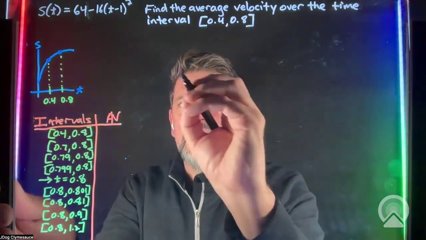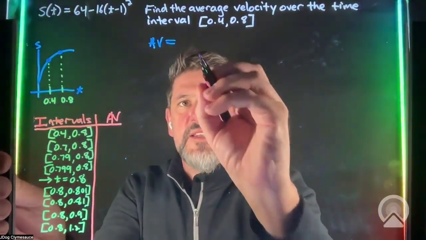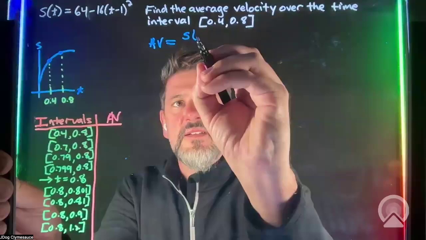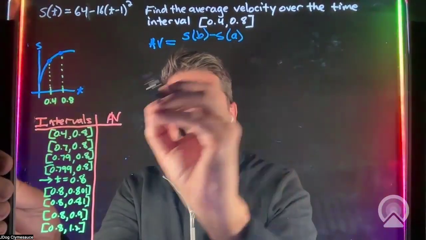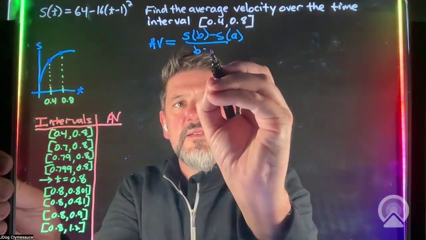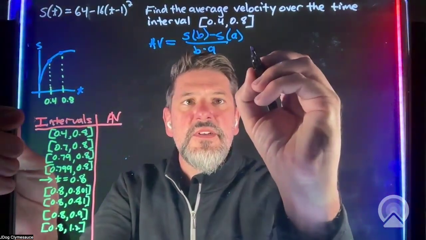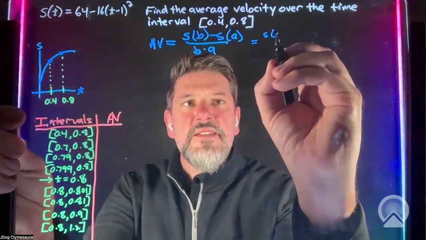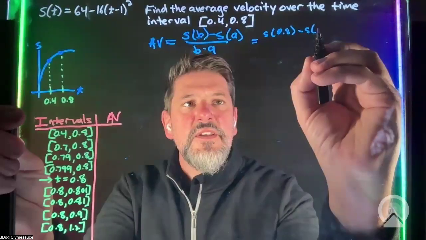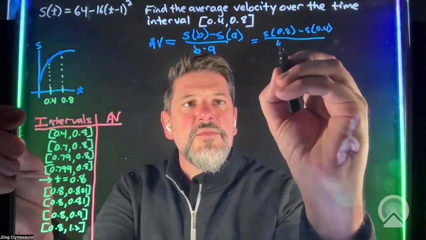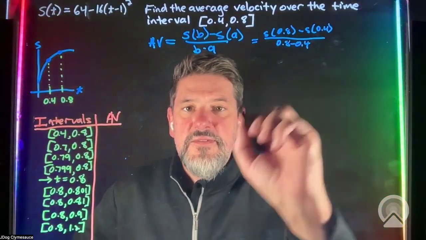So what we need to do is we need to know the average velocity function. The average velocity is found by taking the position function evaluated at the later point, that's b, minus the position function evaluated at the earlier point, we'll call that a, and divide that by b minus a. Okay, that is the general function for the average velocity. So in this specific case, we are going to plug in 0.8 seconds, because that is the one that's a little bit farther along, and then the one that is closer to the origin, 0.4 seconds, and divide that by 0.8 minus 0.4.